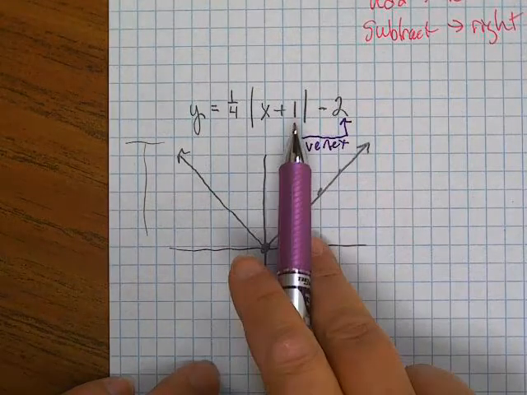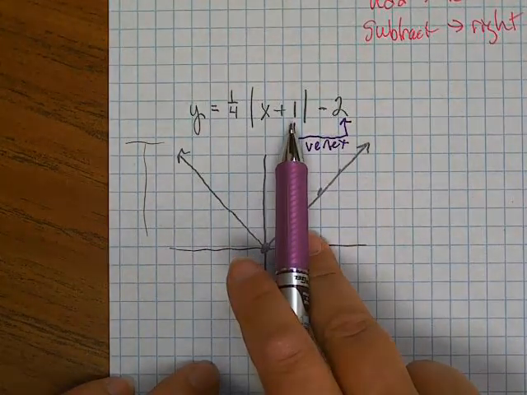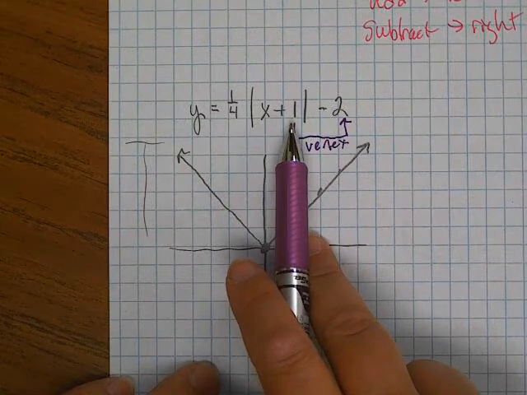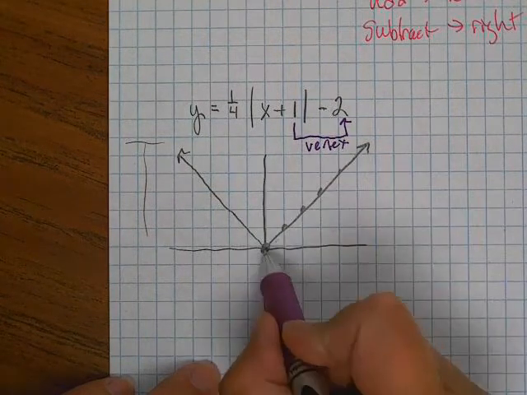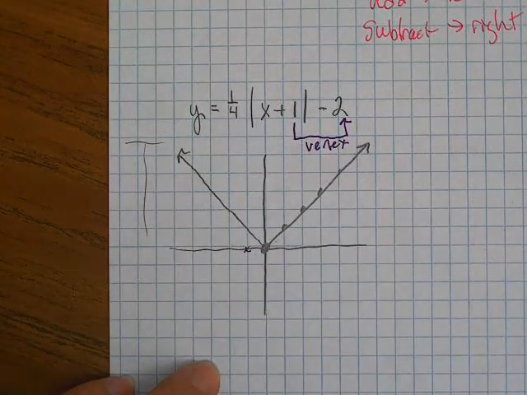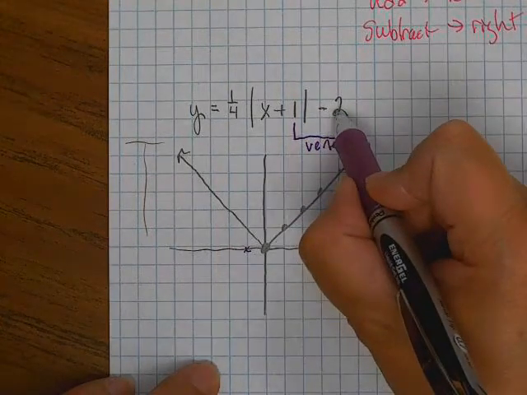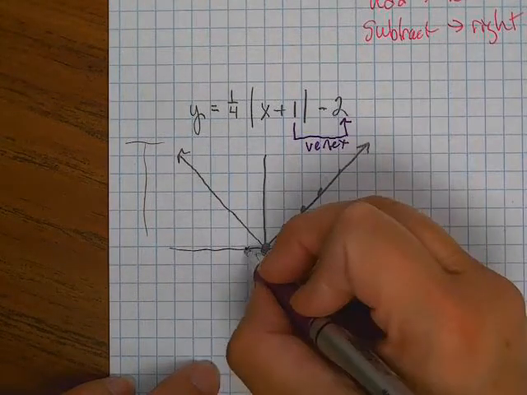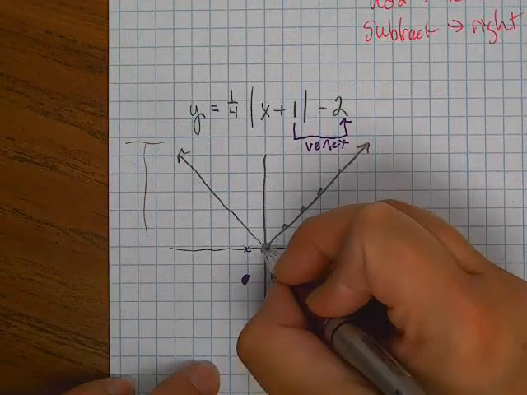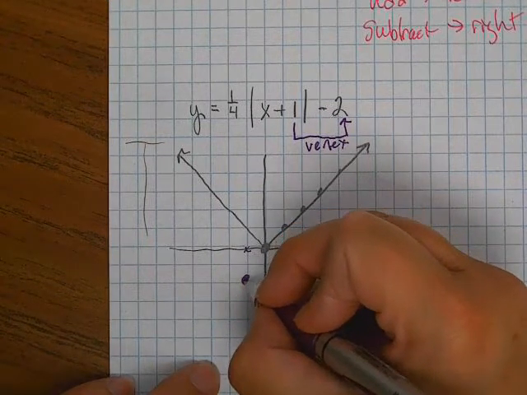A +1 is going to shift my graph to the left 1 unit. So I'm going to shift over 1 unit. This is going to shift my vertex down 2 units. So now I've started 1 unit to the left and 2 units down.